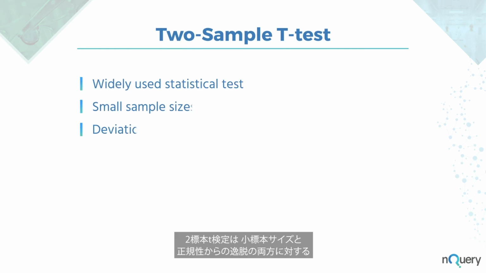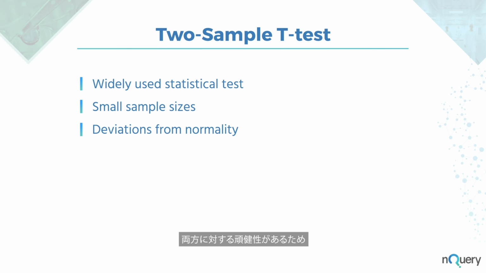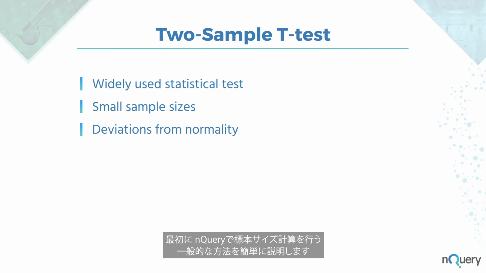The 2-sample t-test is one of the most widely used statistical tests due to its robustness to both small sample sizes and to deviations from normality. To do a sample size calculation for the 2-sample t-test in nQuery, we will first cover briefly how to do sample size calculations in nQuery generally.